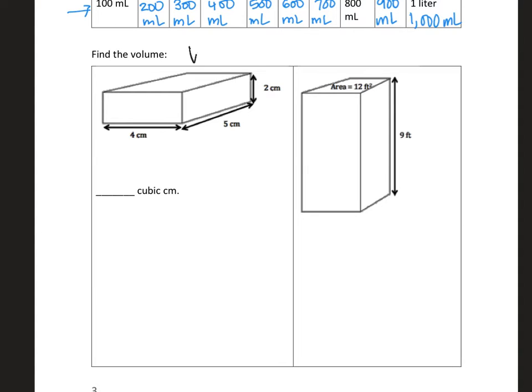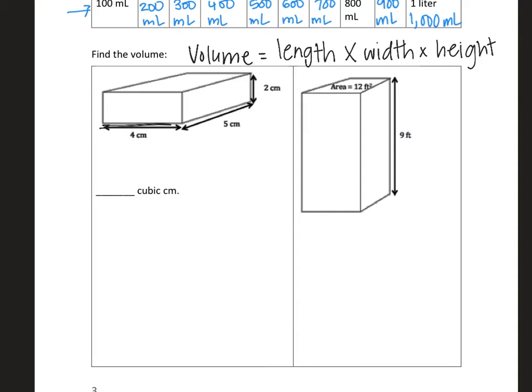is volume equals length times width times height. Okay, so on this first one, we have a length of 4 centimeters. We have a width of 5 centimeters, and we have a height of 2 centimeters.